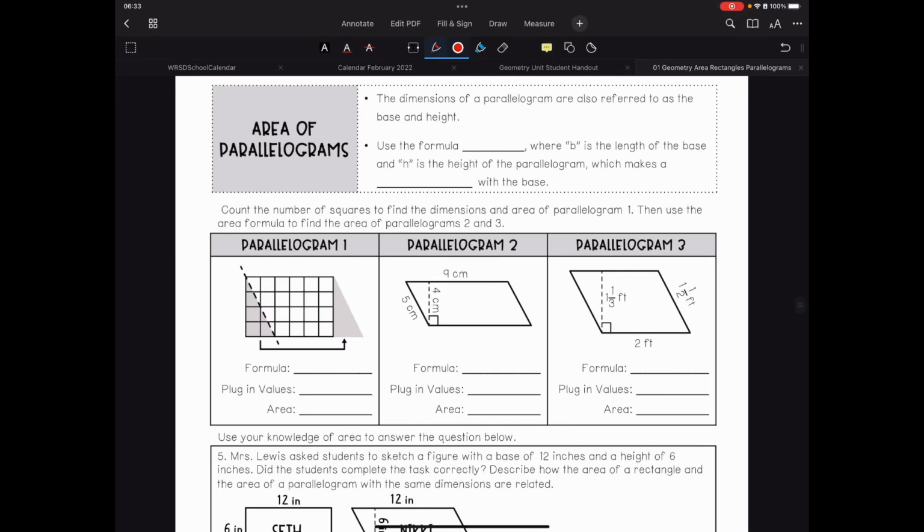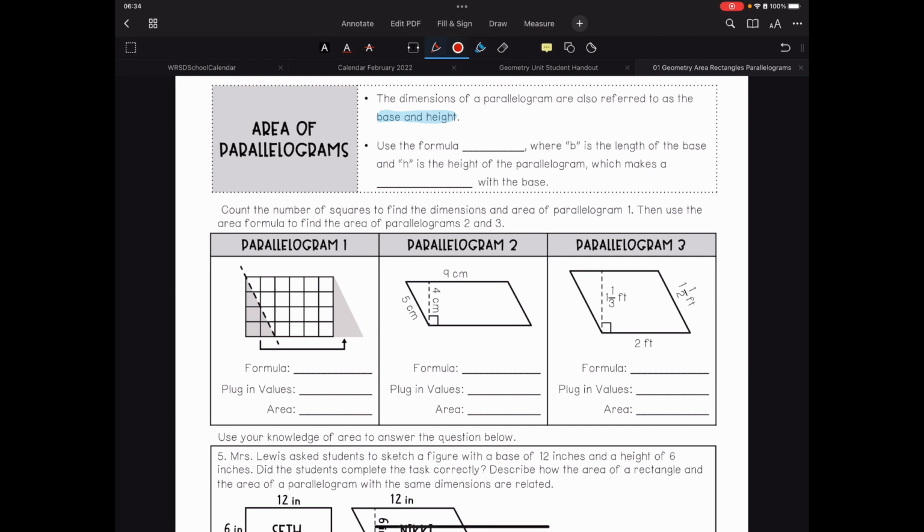In today's lesson, we're going to look at the area of parallelograms and how they're related to the area of rectangles. So a couple important things. The dimensions of a parallelogram are also referred to as the base and the height. So we'll refer to those as base and height.